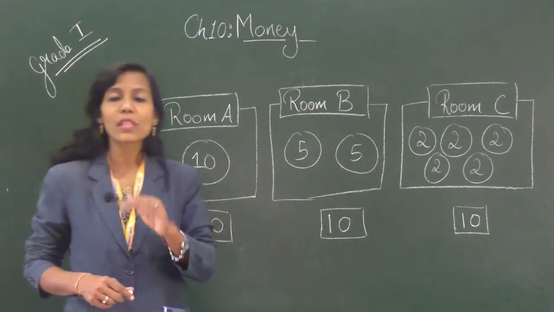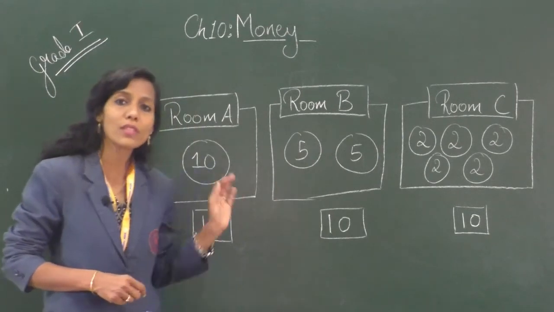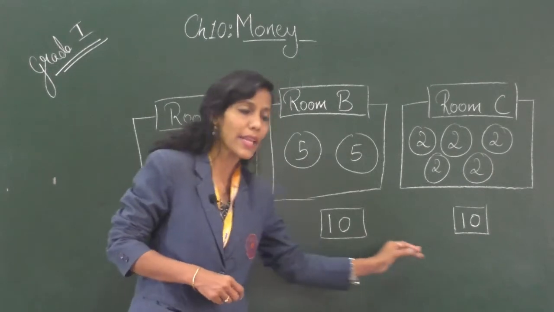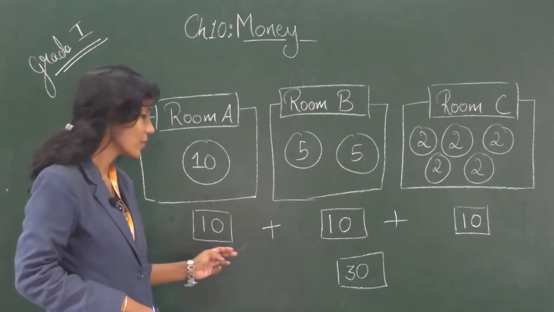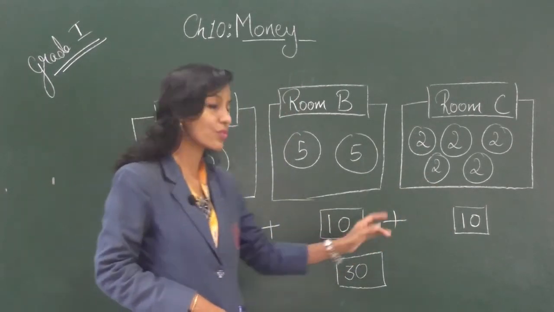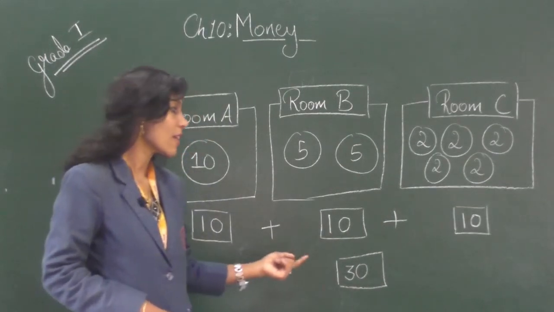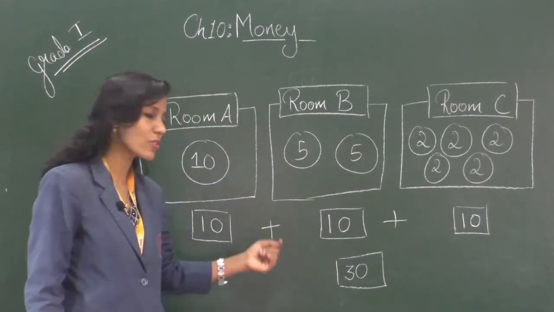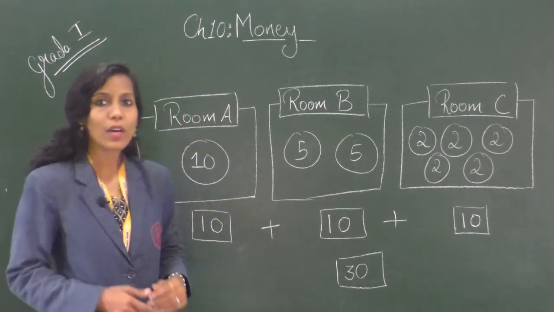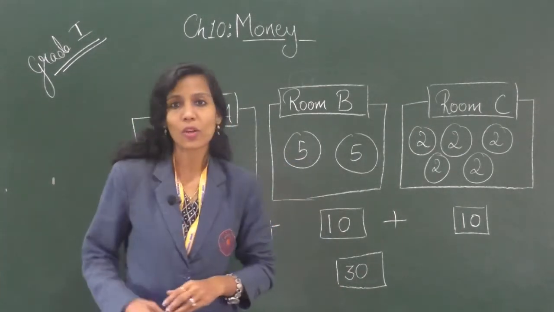Now, what is the total value that Rashmi got from these 8 coins? 10 plus 10 plus 10. So here we have 1 plus 1 plus 1, that is 3 groups of value 10 each. 3 into 10. The answer is 30. So you have seen how we got the total value by adding different denominations.